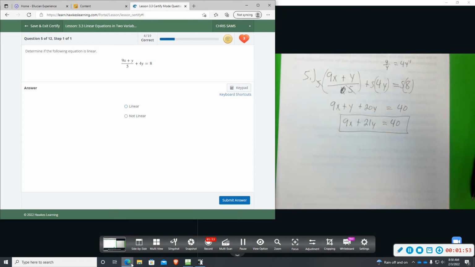And then you can see that it's linear. If you see just x to the first power and y to the first power, even if there's more than one, you will be able to simplify. As long as they're not being multiplied together, you'll have a linear expression.